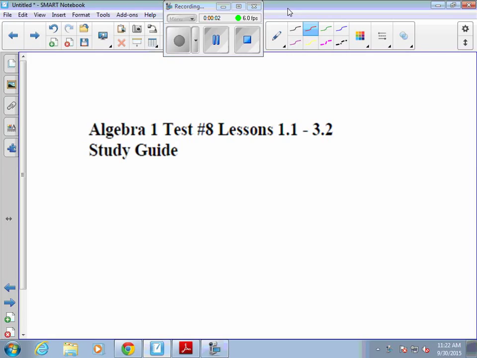It is Algebra 1, test number 8. Got through lesson 3.2. If you are in my third or my fourth period class, your study guide will look slightly different than this one, mainly because I actually took off the first 7 problems, and I didn't realize until fourth period. So the order will be off for you.